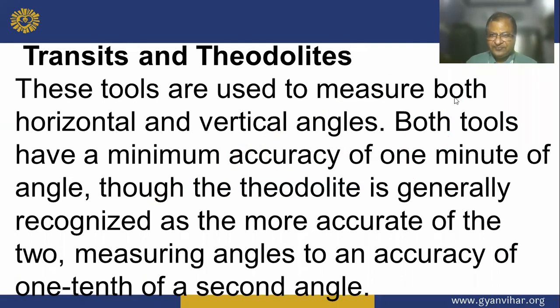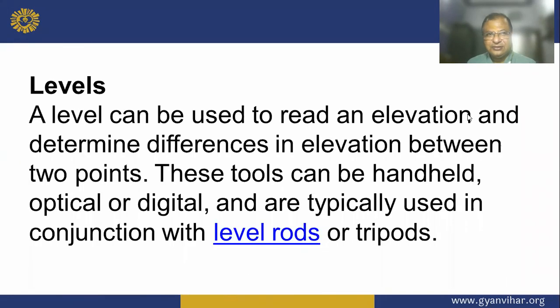Now, dear boy, both tools have a minimum accuracy of 1 minute of angle, though the theodolite is generally recognized as the more accurate of the two in measuring angles, to an accuracy of one tenth of a second. Now we will discuss the level. It is a very important tool.